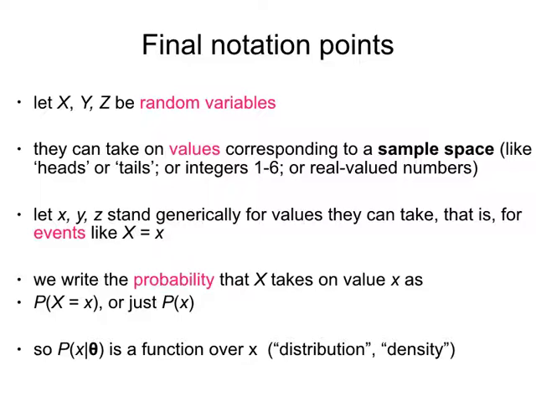Basically, this all leads to the following form. I want to have the probability of x, which is an event, so it's something like heads or tails, or it's something like 1, 2, 3, 4, 5, 6, described by a parameter theta. So we write that notation as probability of x given theta. This is sort of a basic probabilistic model, right?